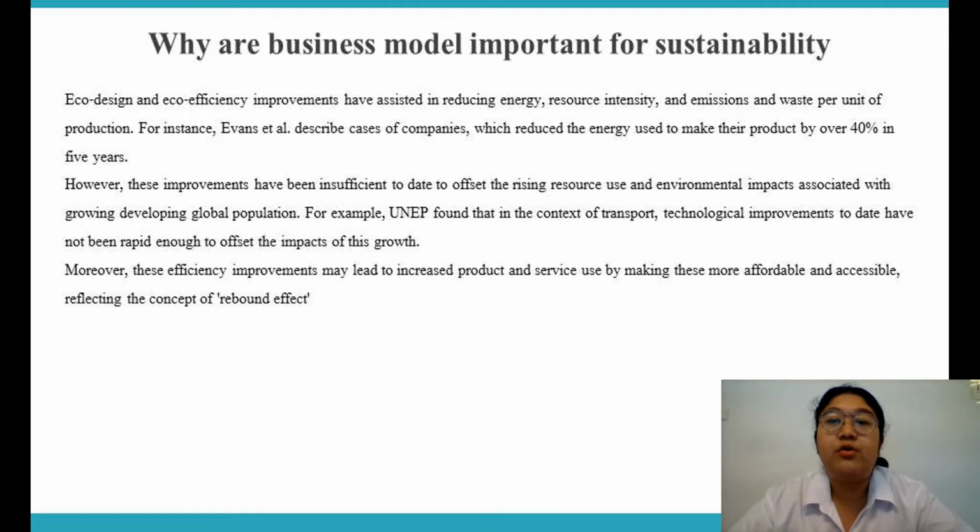For example, UNEP found that in the context of transport, technological improvements to date have not been rapid enough to offset the impacts of this growth. Moreover, this efficiency improvement may lead to increased product and service use by making them more affordable and accessible, reflecting the concept of rebound effect.